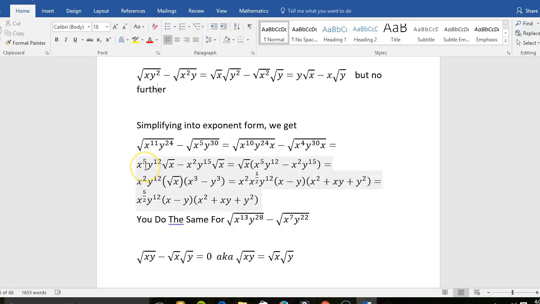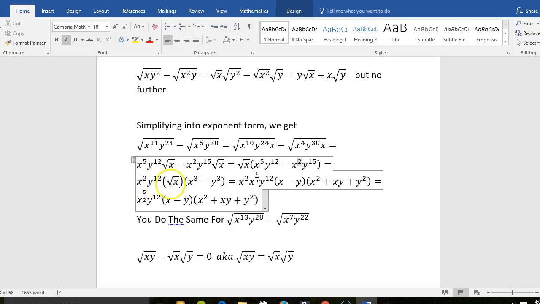Now, I want to do one more thing. You see these terms here? I want to factor out between x to the 5th and x squared. I pick my term with the smaller exponent, so x squared has an exponent of 2, whereas x to the 5th has an exponent of 5, so I want to take out x squared, the term with the smaller exponent. And then between y to the 12th and y to the 15th, I take out y to the 12th because 12 is smaller than 15. So I take out x squared y to the 12th.